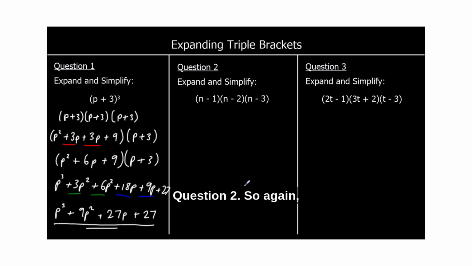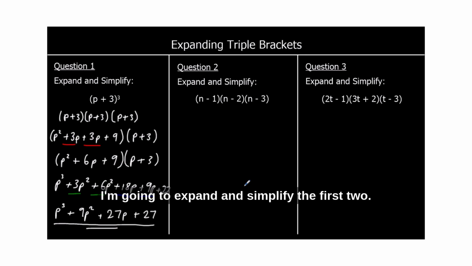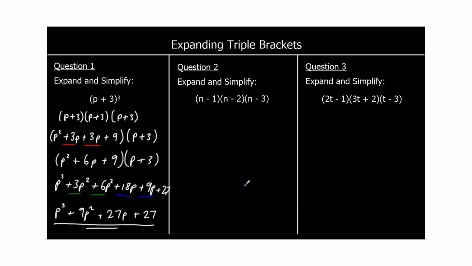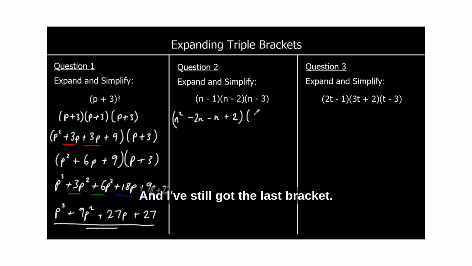Question 2. So again, I'm going to expand and simplify the first two. So n minus 1 times n minus 2. And then once I've done that, I'll multiply that by the third bracket, which is n minus 3. So to the first two, n times n is n squared. N times negative 2, negative 2n. Negative 1 times n is negative n. And negative 1 times negative 2 is positive 2. And I've still got the last bracket on the end.